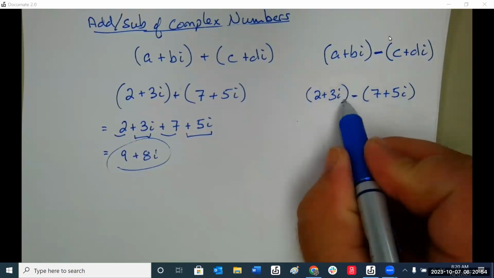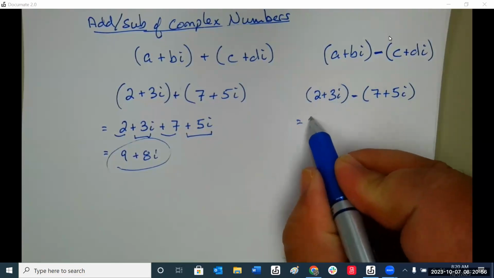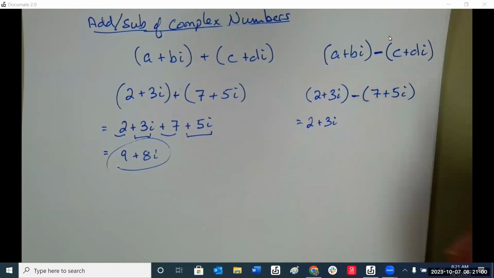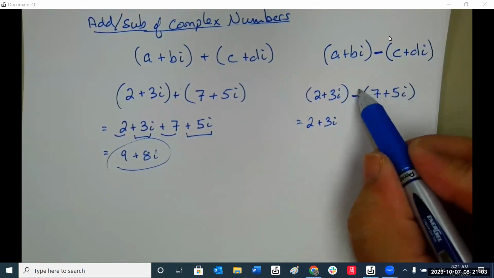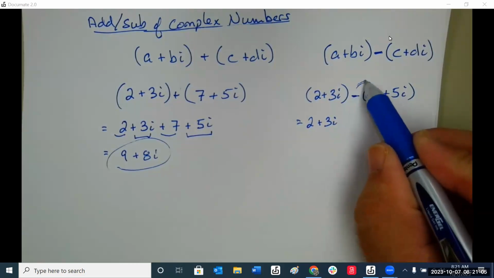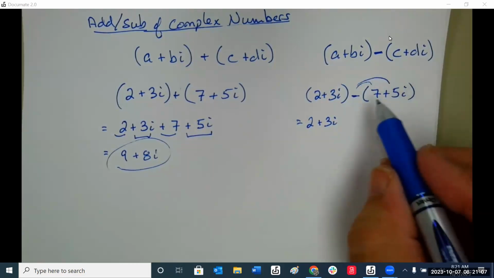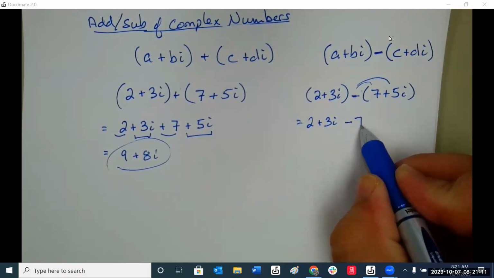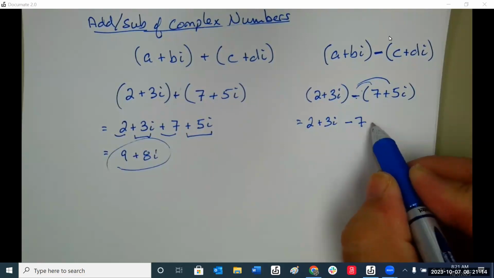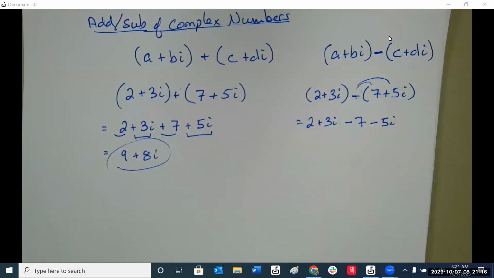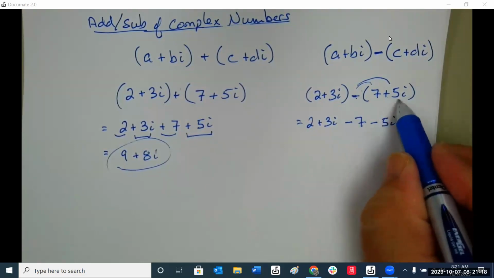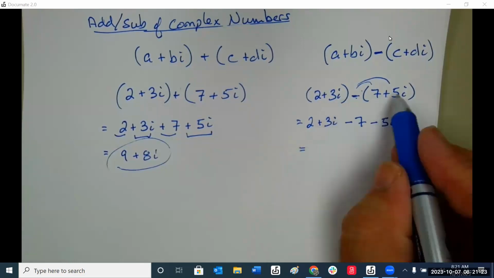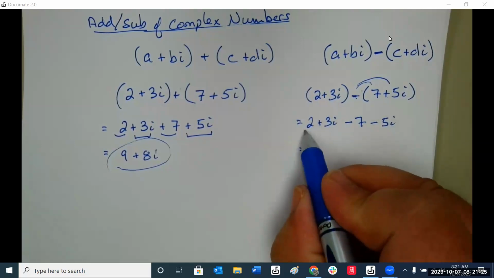And the other one, do we need the first one? No, because there's nothing in front of it. But this one has a negative sign in front of it. So what that does, we have to distribute that negative to everything inside there. So negative times positive is negative 7. Negative times positive is negative 5i. The negative in front just changes all the signs of the terms. We got rid of the parentheses, so combine like terms.